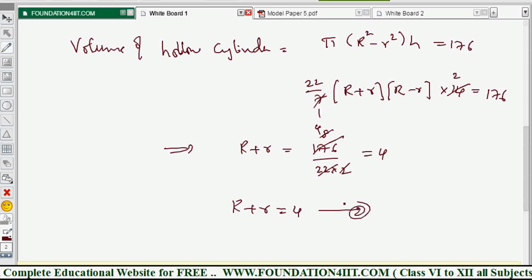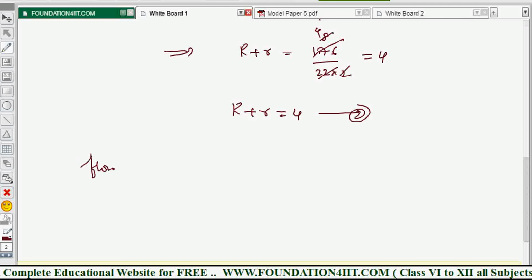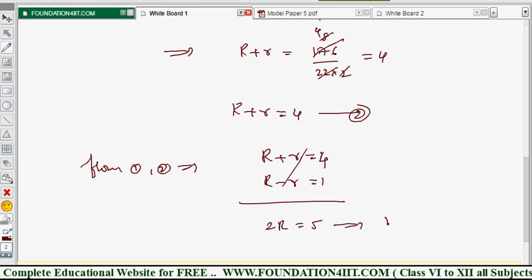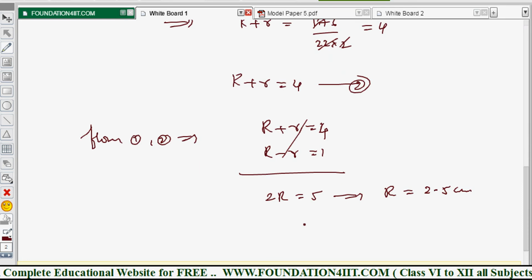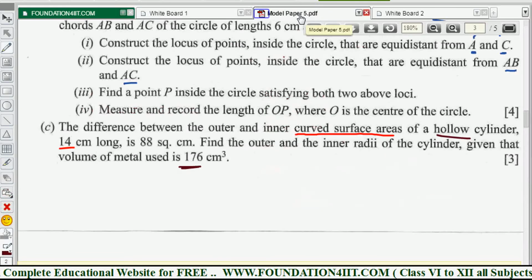This is the second equation, and capital R minus small r is 1. Just solve both equations. From equations 1 and 2, capital R plus small r is 4, and capital R minus small r is equal to 1. Adding these, 2R is equal to 5. From this, capital R is equal to 2.5 centimeters, and then small r is 1.5, because the sum is 4 centimeters. Yes. So the outer and inner radii are 2.5 and 1.5 centimeters respectively. So we can solve these problems in this way.